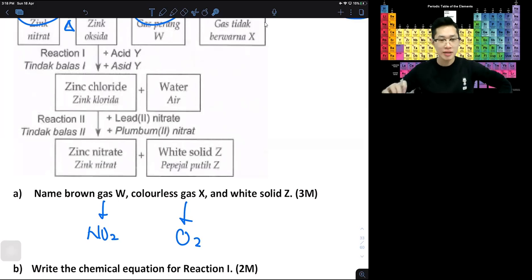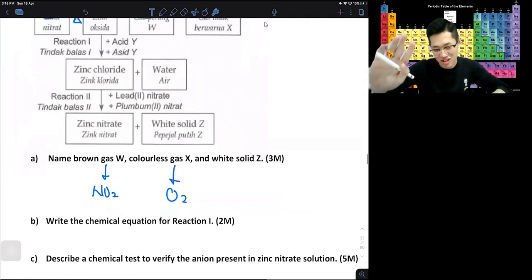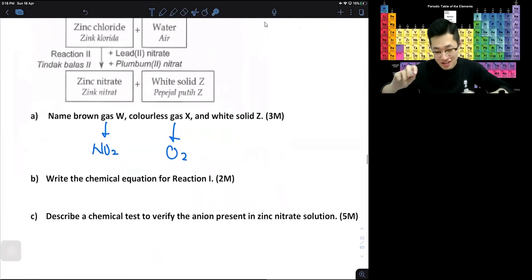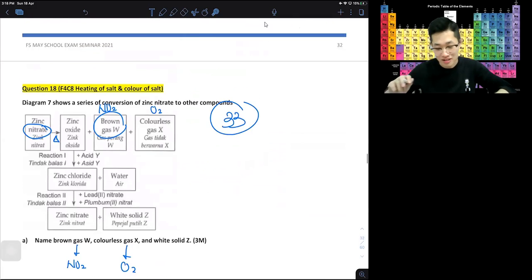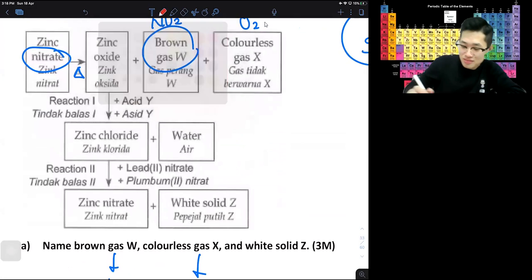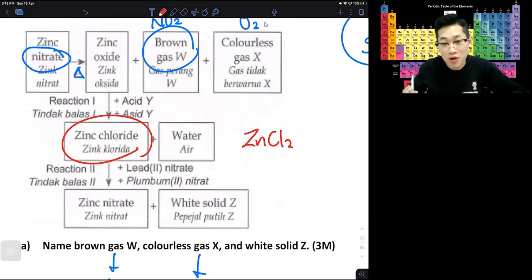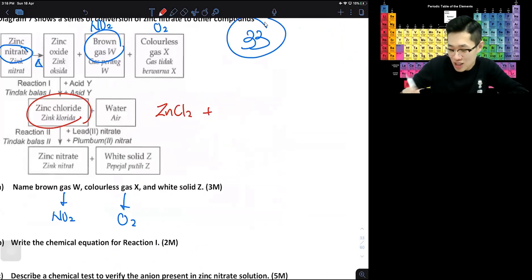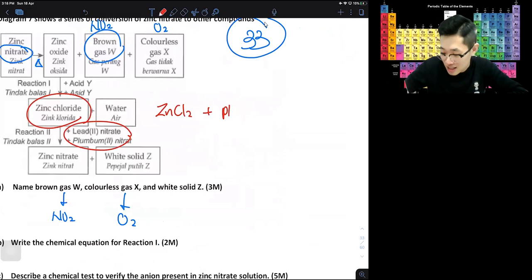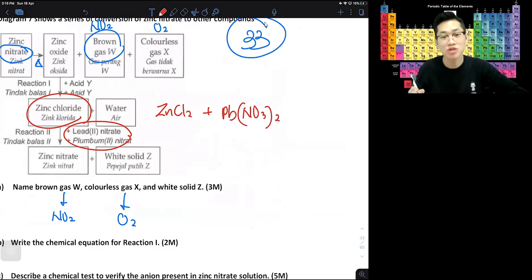Zinc oxide. Oh, you get zinc oxide. Oh, I scared. Oh, okay. See, I write the equation. See whether we got. Okay. Zinc chloride, ZnCl2, reacts with lead-2 nitrate. What you get?